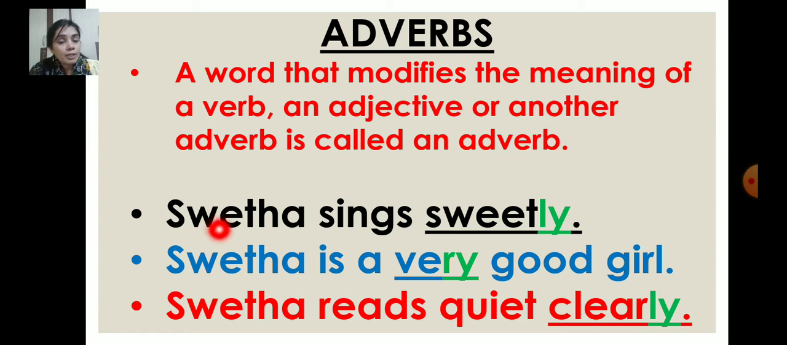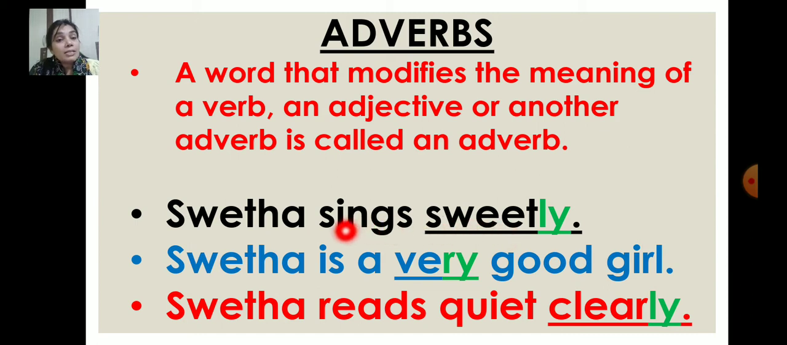Now look at the first sentence. Shweta sings sweetly. Now what is Shweta? I know she is a girl, but grammar? Yes, it is a noun. Shweta is a noun. And what is sings? She's singing. But what? Yes, it is verb. So Shweta is a noun, sings is a verb, and sweetly, how is she singing? Sweetly. So it is an adverb.